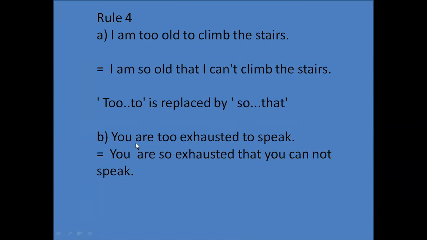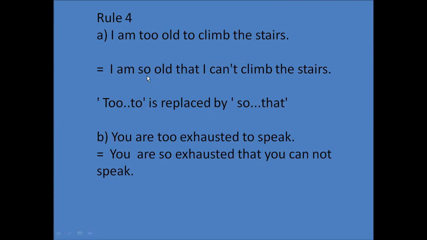Another sentence is, you are too exhausted to speak. The answer is, you are so exhausted that you cannot speak. So too...to is replaced by so...that, but so and that are not together. So...that is at different places. It is scattered.